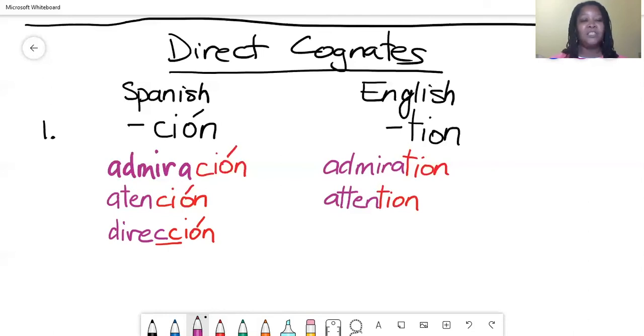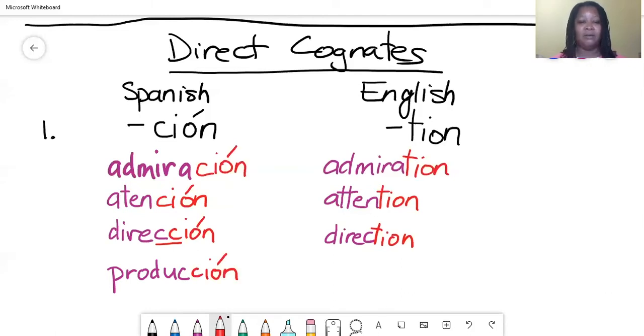Because dirección in Spanish becomes direction. And so that T would have changed over to the C. Some say direction, some say direction. Doesn't really matter. Let's look at another example. Here we have something similar to what we just did above with that double C coming into play. Producción becomes production.